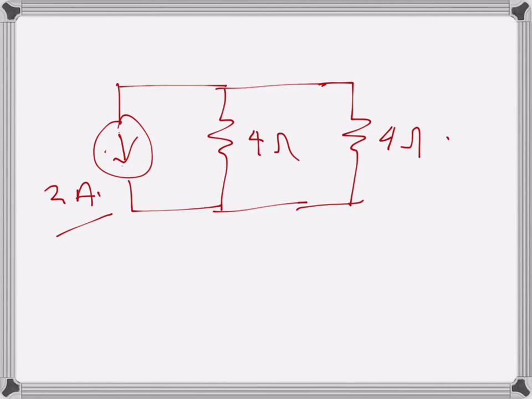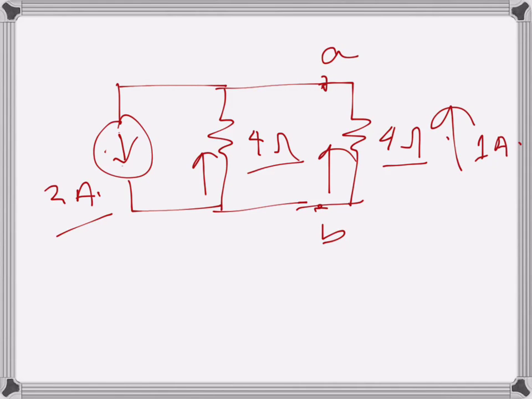So I have a 2 ampere current source and 2 parallel resistances, 4 ohms, 4 ohms. They are of the same value, so the 2 amps current will be divided in half. So the current through our load of 4 ohms, so this is A, this is B, will be 1 amp upwards. So it's the same current as I got from Thevenin's equivalent circuit. So yeah.